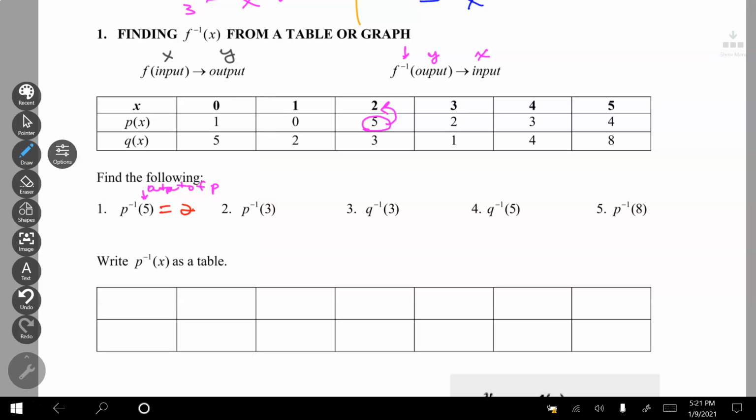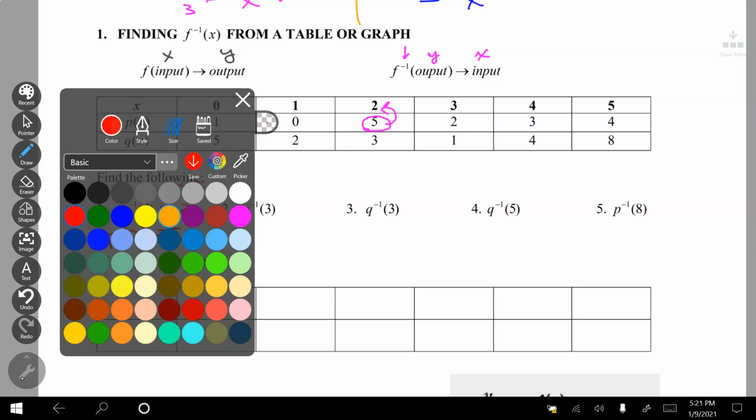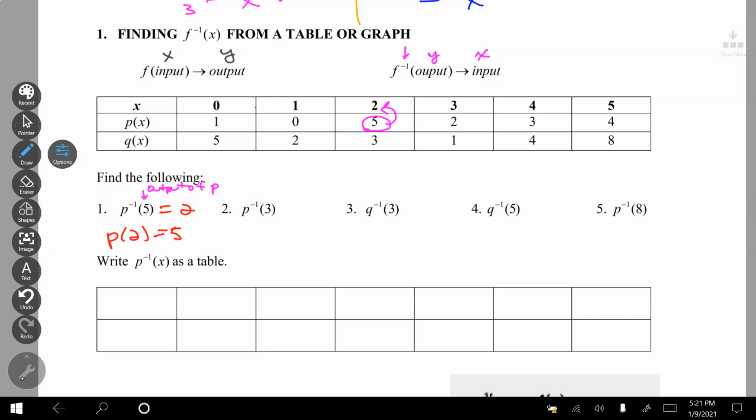this is equal to 2. So p inverse of 5 is equal to 2. That's because p of 2 is equal to 5. They kind of go hand in hand. One is the function order, and one is the inverse or reverse order. The next problem, I think we're going to do the same thing. This is the output, so I got to find p equals 3, and I find that result, and this is equal to 4, because p of 4 is equal to 3.